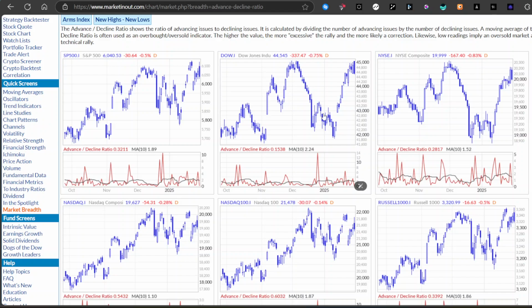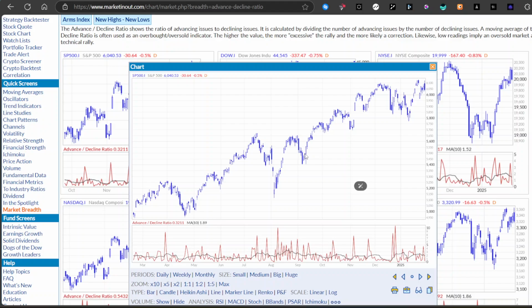Before wrapping up, here are the key points to remember. The advance decline ratio measures the balance between advancing and declining stocks, offering a clear view of overall market health, and it serves as an early indicator of potential trend shifts. When combined with other technical tools, it becomes a powerful element of your trading strategy.